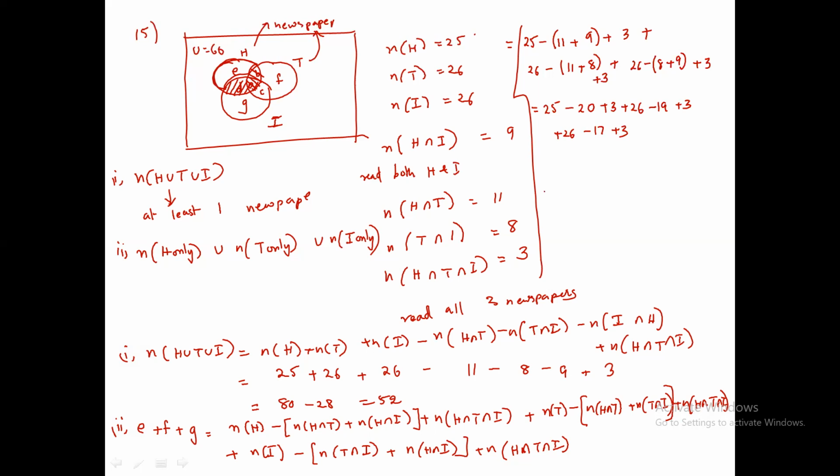All these I have. 25 minus 20 is 5 plus 3. 26 minus 19 is 7 plus 3. 26 minus 17 is 9 plus 3. 8, 15, 18, 27 plus 3. 30 people. In total, we have 30 people who read exactly one newspaper. It's difficult to understand, but you can clearly see the work and then follow.